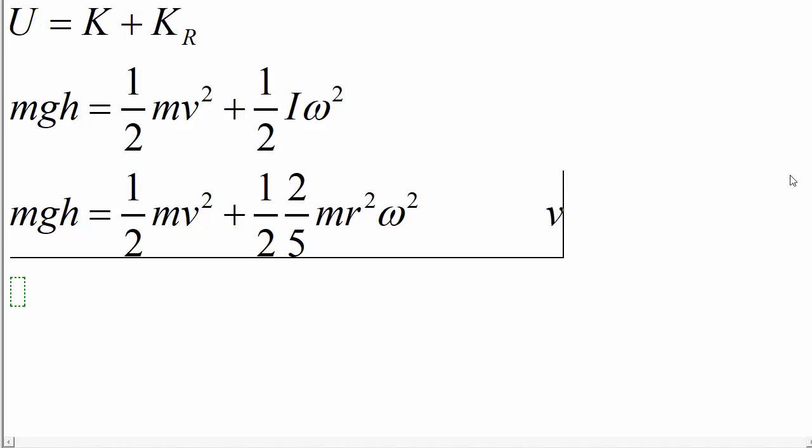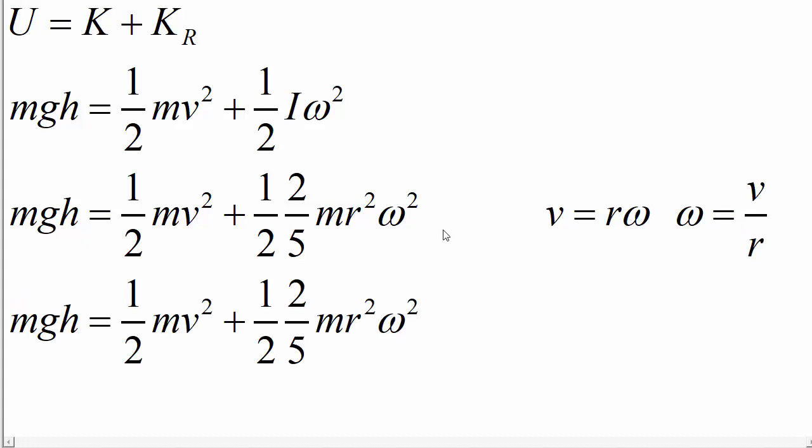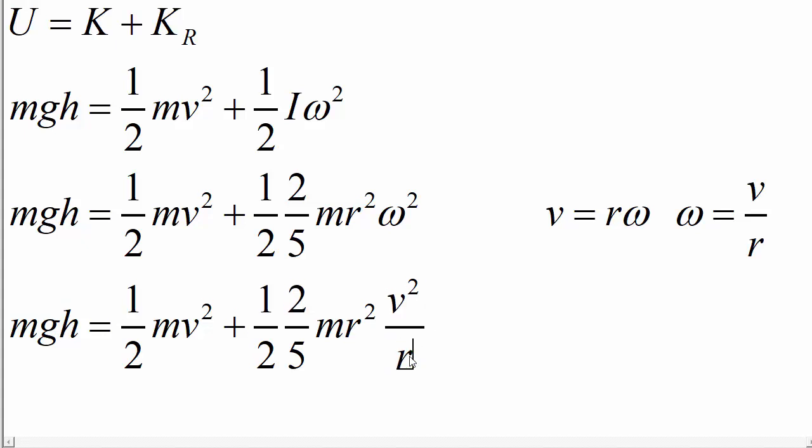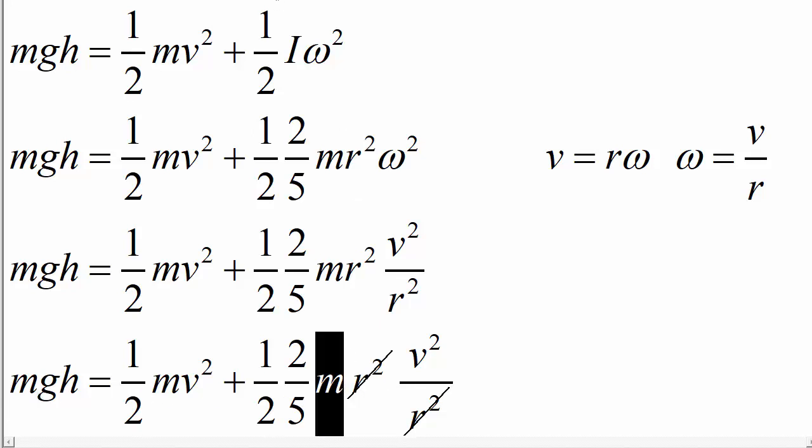Also, recall from earlier that our translational velocity equals r times our rotational velocity. We can rewrite this as omega equals v over r. So omega squared can be written as v squared over r squared. Our r squareds cancel out. This is important. We actually don't need to know the radius of the ball to figure out this problem. And every term has an m in it. We also don't need to know the mass of the ball.